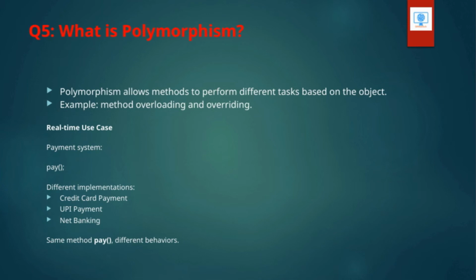So, to sum up, polymorphism lets us write more generic and reusable code. We can invoke the same method name, but the actual task executed depends on the specific object. This is a fundamental concept that helps us create more dynamic and flexible applications. And that's why understanding polymorphism is crucial in object-oriented programming.